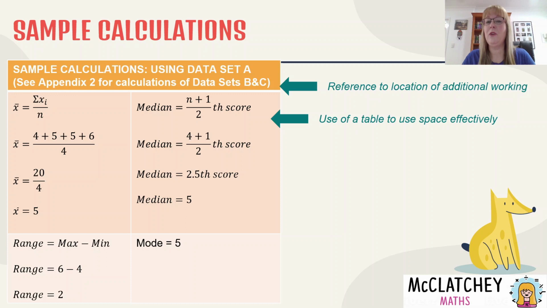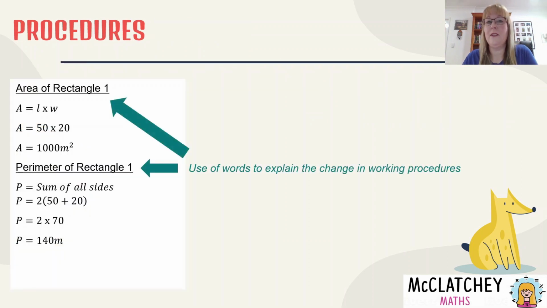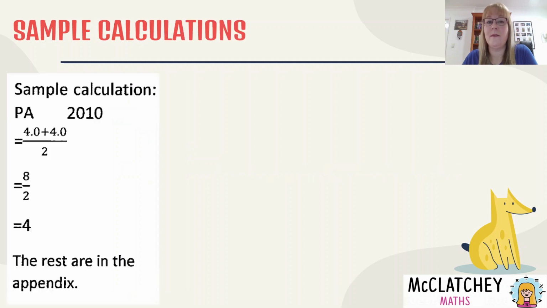You'll notice this table uses that white space very effectively. We've got some use of the divisions of the different rows and columns that enable you to see all the steps. Here is another example that's a great one, which uses words to explain the change in the working procedures. We've gone from calculating the area and moved on to calculating perimeter. So those little subheadings there tell you when the working has changed directions.